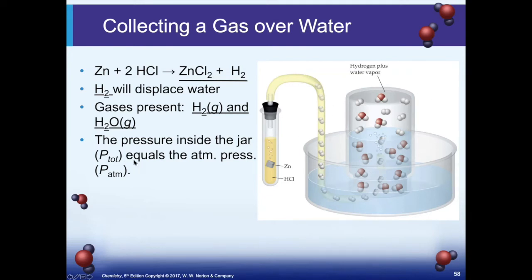Okay, so that's what it says in this bullet right here. The pressure inside the jar, which we'll call total pressure, is the same as or equals the atmospheric pressure. And that's nice because I can just use an instrument, a barometer, or I can go to the internet or a weather report or whatever to get that atmospheric pressure. And the two of them are the same. Okay, so the atmospheric pressure is equal to the total pressure inside that space in the jar.